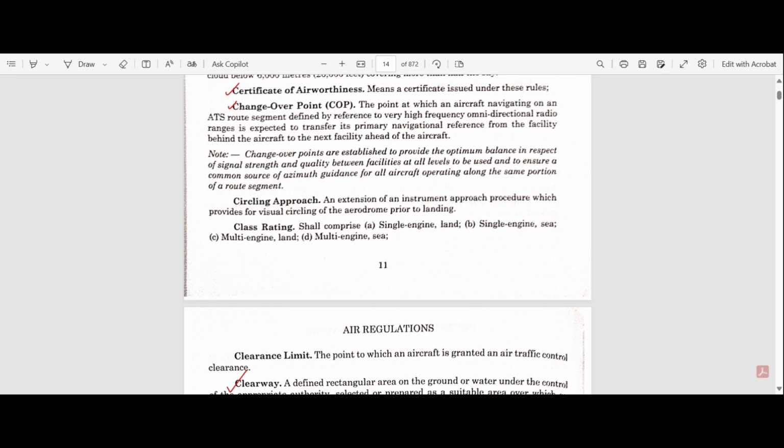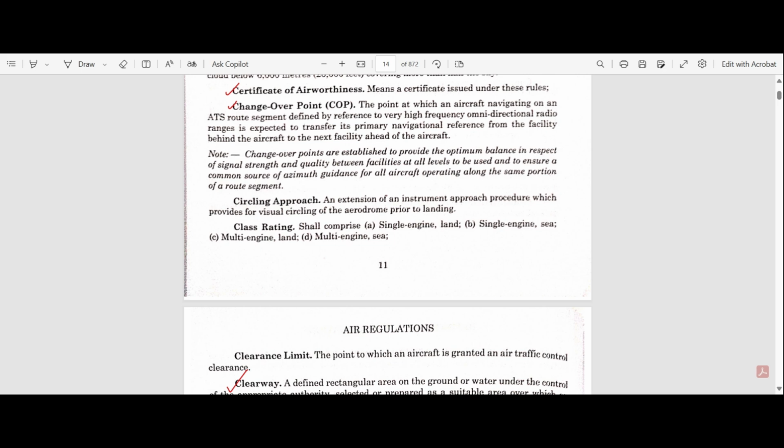What is airworthiness? We say that an aircraft is airworthy when it is fit to fly. So, whichever aircraft is fit to fly, that aircraft will definitely have a certificate of airworthiness.